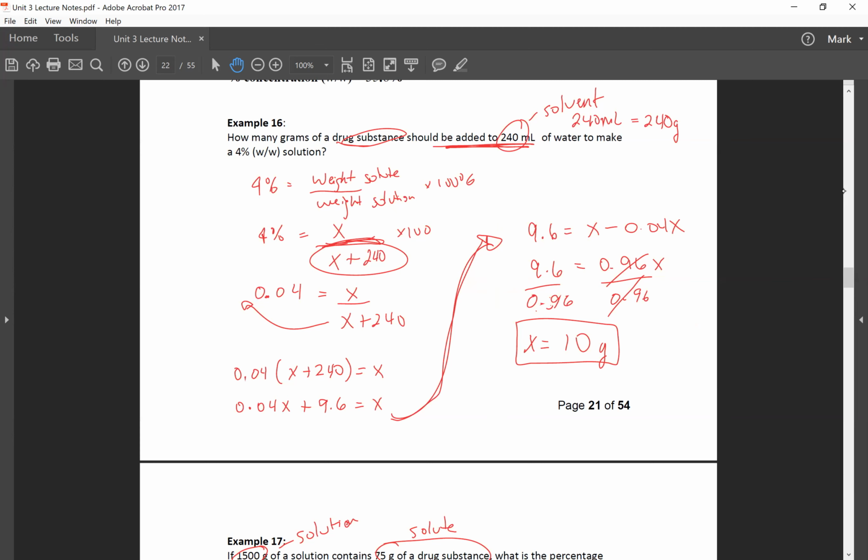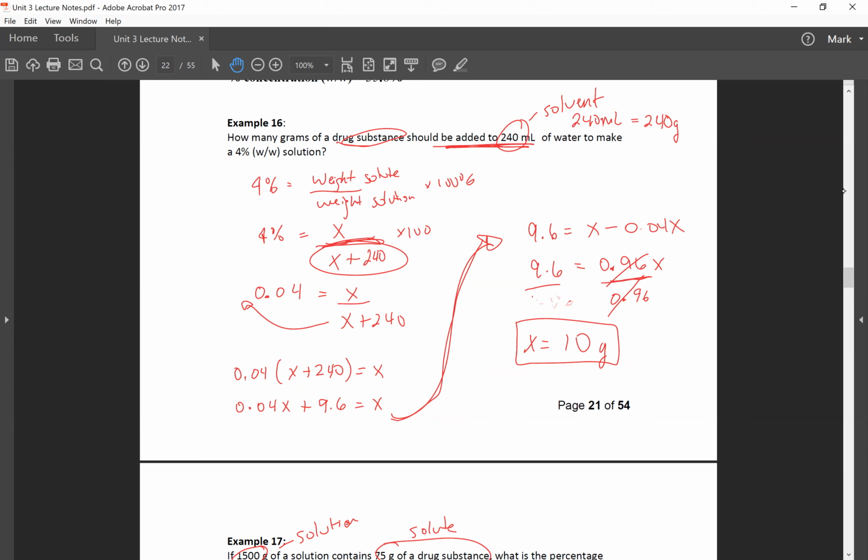I had 9.6 equals x minus 0.04x. So I subtracted these numbers, like 1x minus 0.04x would give me 0.96x. And then I divided both sides by that number. So I divided both sides by 0.96 to get my answer in grams. This is a little messy here. Maybe that's where you got confused.